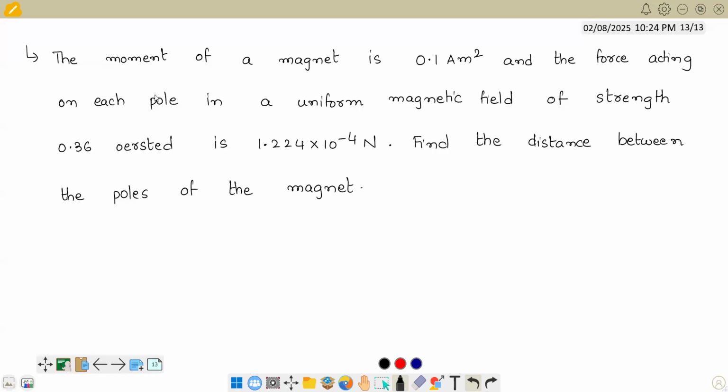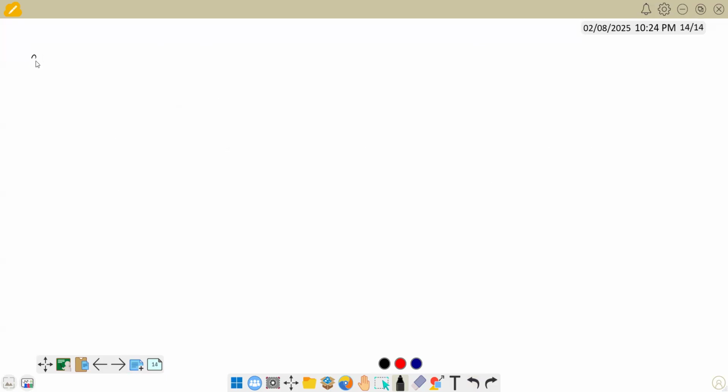Okay, the question says the moment of a magnet is 0.1 ampere meter square and the force acting on each pole in a uniform magnetic field of strength 0.36 Oersted. As I told you, whenever this is used, they will tell that this is equal to 10 power minus 4 Tesla. So it is 1.224 into 10 power minus 4 Newton. Find the distance between the poles of the magnet.